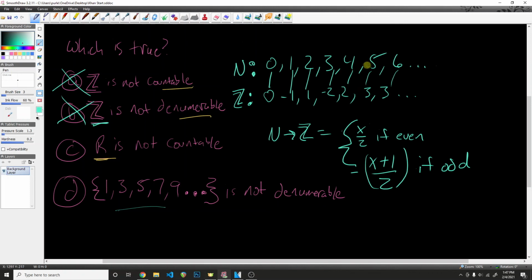And you see we can plug in any number. For example, if we want to figure out what 5 maps to, we just do 5 plus 1, that's going to be 6 divided by 2, that's 3, negative 3. That is what we have. I forgot to write my negative sign here, but hopefully you got that. So therefore, this is a proof that Z is denumerable. So we know that this is not true, and we know that this is not true. And we already proved earlier that this is not true. So by process of elimination, we can see that R is not countable.